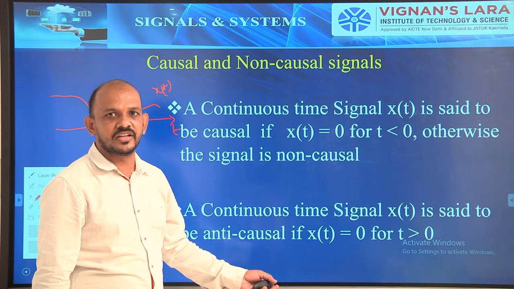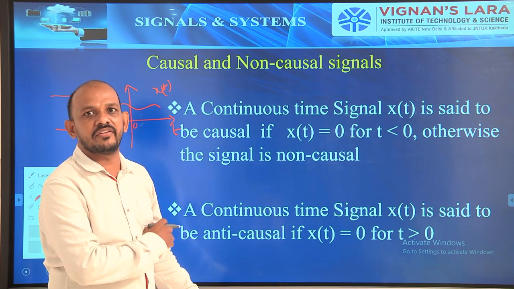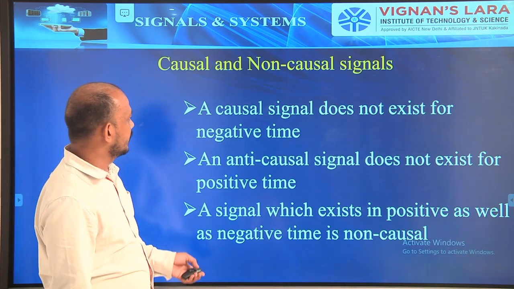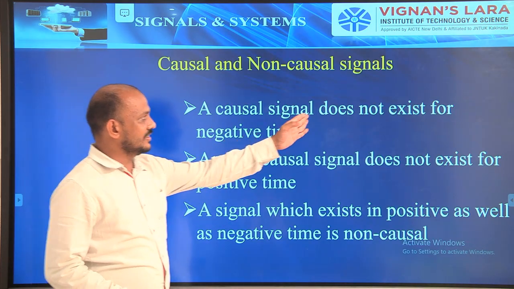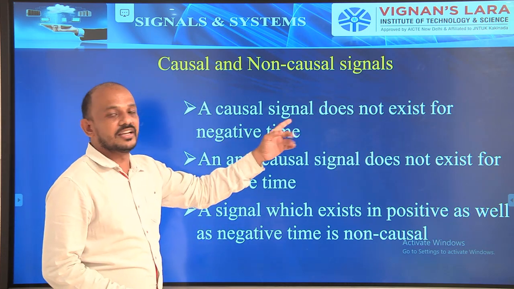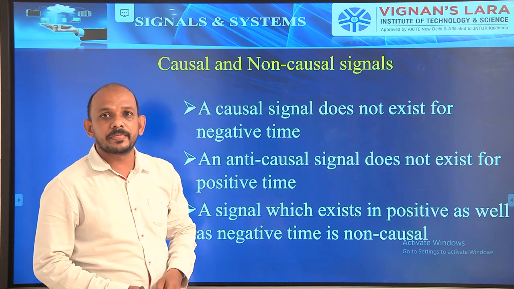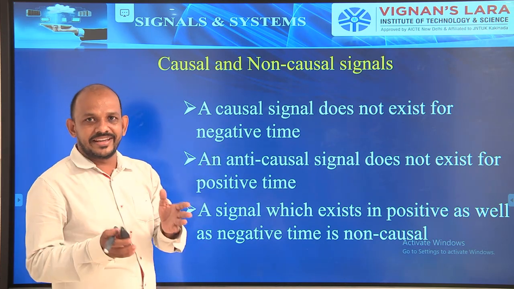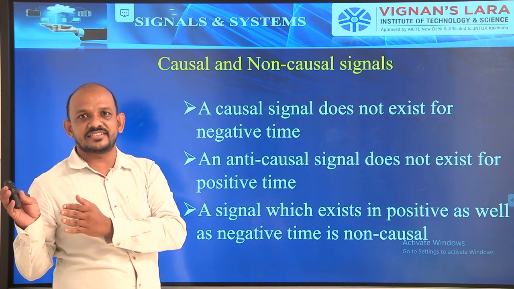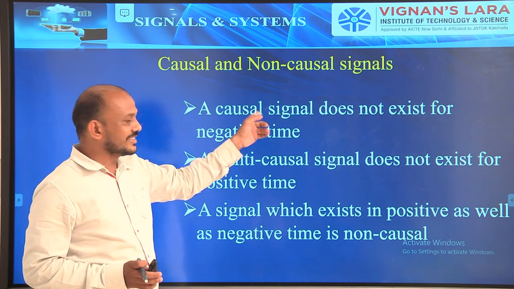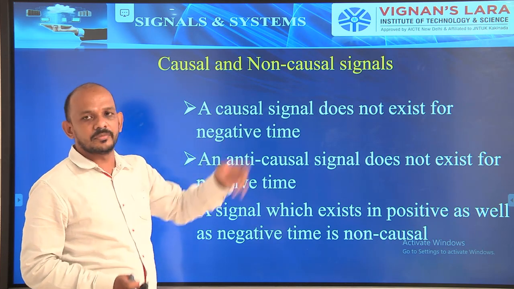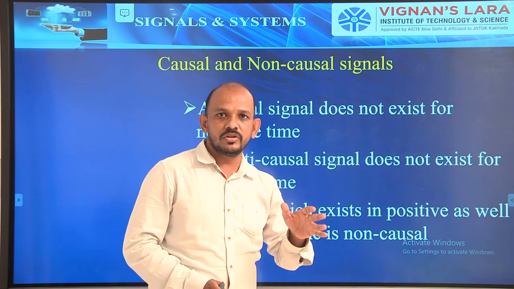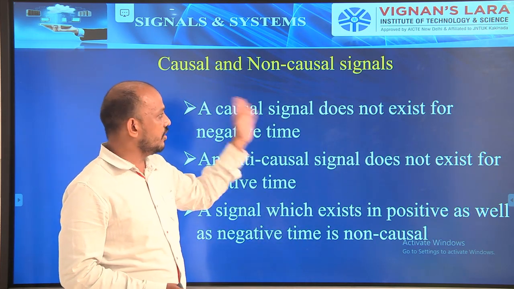So this is the explanation. I already explained it in the last class, so I gave a brief discussion of it. Next, a causal signal does not exist for negative time. On the negative time axis, there should be no signal presence for a causal signal, because a causal signal is present only on the positive axis, that is, positive time. So we should not have any causal signal on negative time.